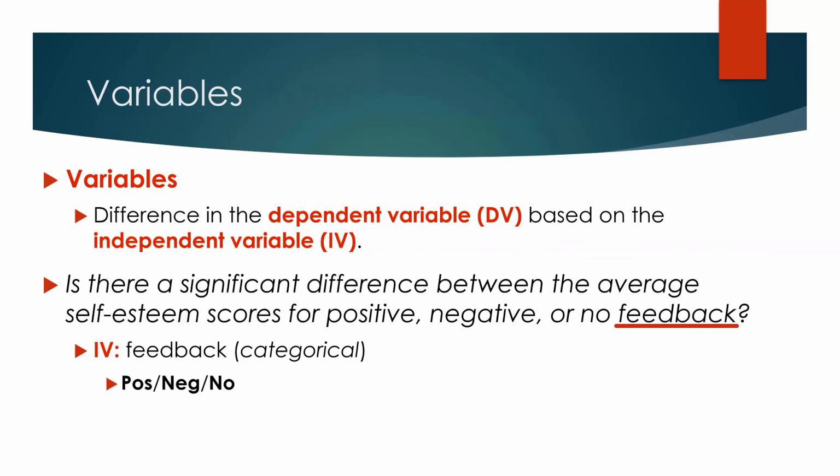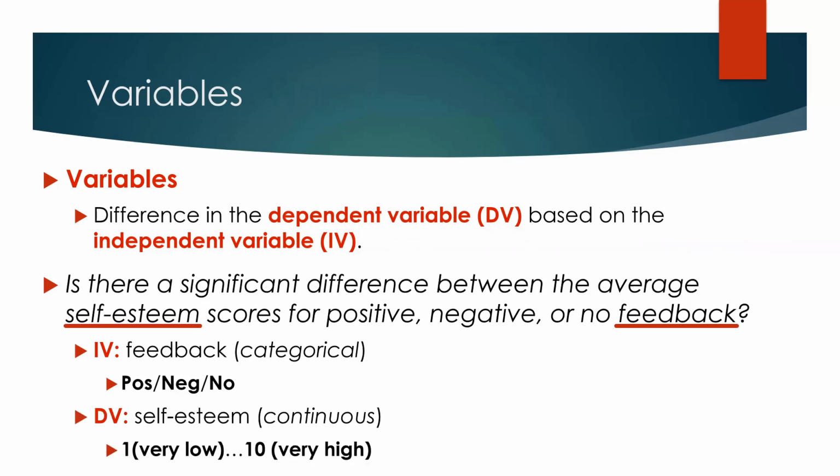Now, what is the variable that we are averaging up? That would be self-esteem scores, right? Let's say that we give everybody a self-esteem questionnaire and their final score rates on a 1 to 10, 1 being very low, 10 being very high. So we want to know, is there an average difference? Is there a difference between the average self-esteem scores of the positive feedback group versus negative feedback group versus no feedback group? So there we have our variables.